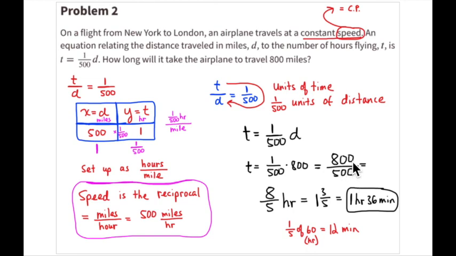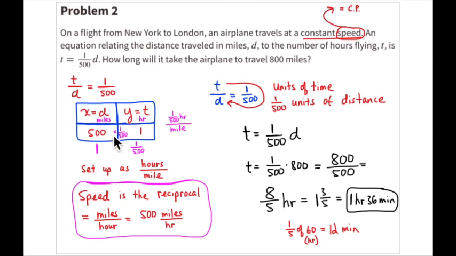You have 800 of something over 500 of something. That is the same as 8/5. And it's 8/5 of an hour. Well, that's 1 hour, which is 5/5, and 3/5 of an hour more. 1/5 of an hour is 1/5 of 60, or 60 divided by 5, which is 12 minutes. 3 times that 12 minutes is 36 minutes. So it's 1 hour and 36 minutes.